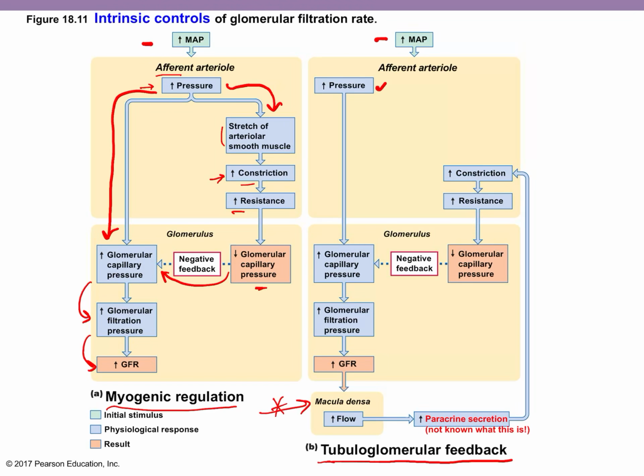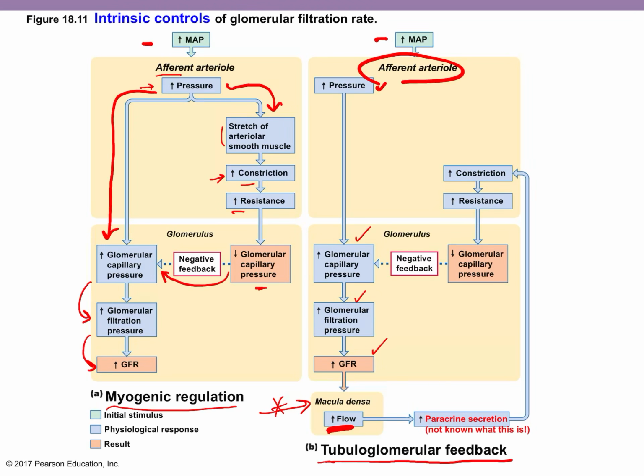Another way to do it is with this called tubuloglomerular feedback, and that is with the macula densa, okay? So we, again, have an increase of blood pressure. We are feeling that in the glomerular capillary. We're getting a higher filtration rate. What the macula densa does is it feels what's happening in the afferent arteriole, right? Because it's part of the afferent arteriole. You feel that increase of flow.